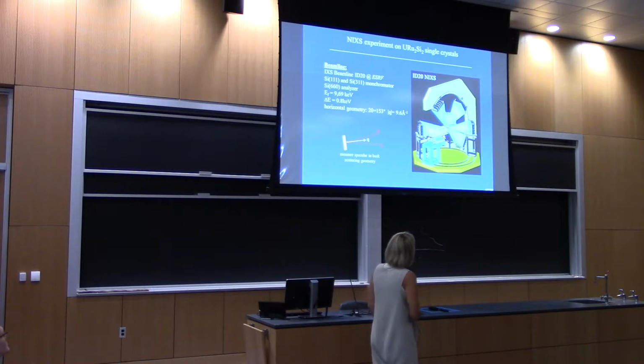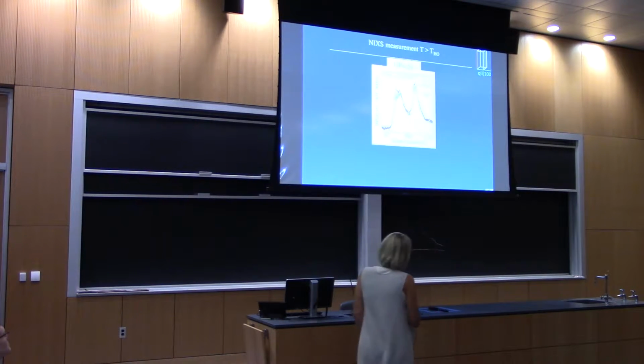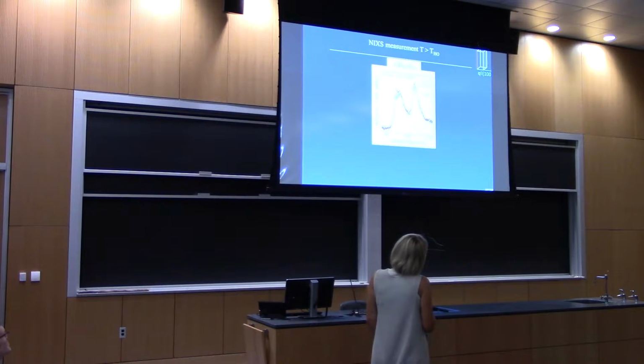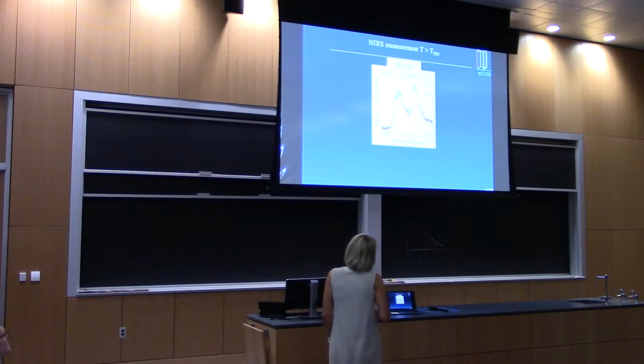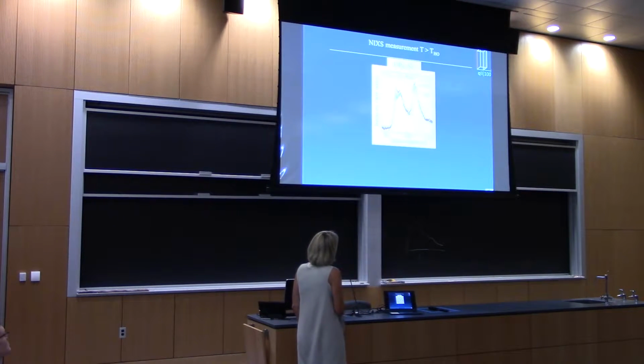We could realize that experiment. So this is what we measured. Above the hidden order transition, we measured parallel to c and parallel to 100, for all momentum transfers, and we do see actually a large dichroism.